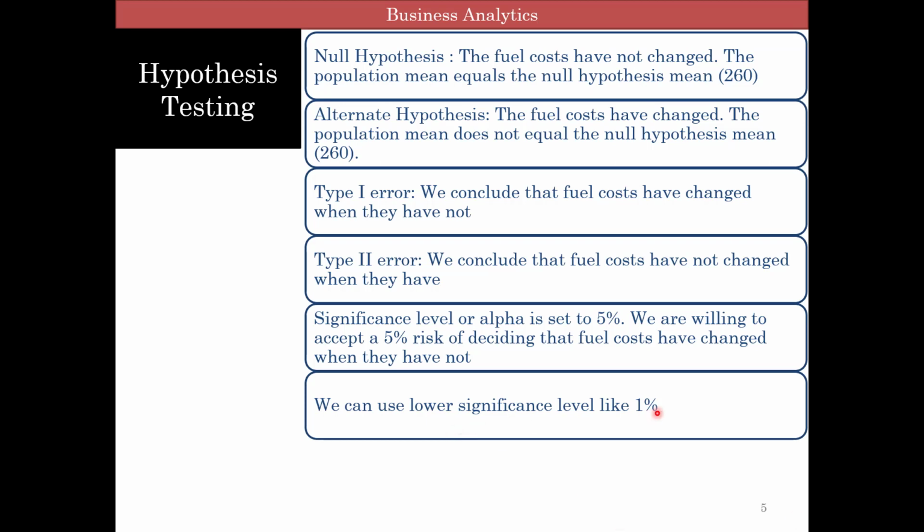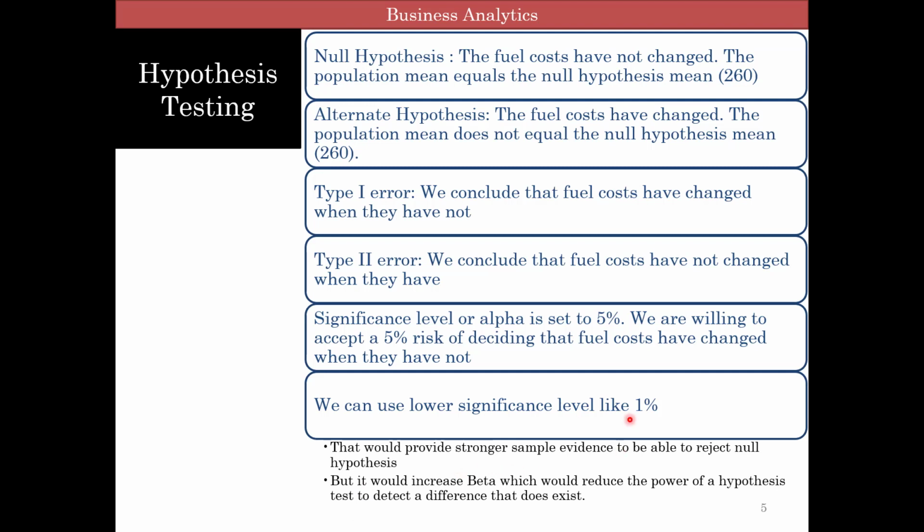We can also use a lower significance level like 1%. But when we have a smaller alpha, it provides stronger sample evidence to be able to reject the null hypothesis. So if we can reject the null hypothesis with a smaller alpha, that would give us stronger evidence. But as we know, if alpha reduces, it would increase beta, which would reduce the power of the hypothesis test to detect the difference that exists. So when we fail to reject a null hypothesis, the beta error will be larger when you reduce alpha.